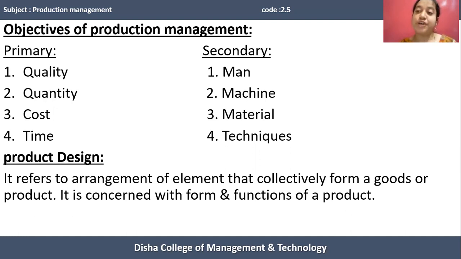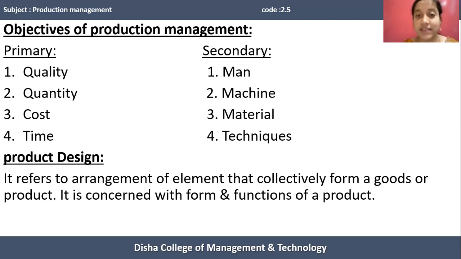Sometimes a particular product has higher demand, but after some time it doesn't have much demand. So before the time comes when the product has high demand, the organization or the manufacturer produces a large quantity of goods before the demand arises. These are the important primary objectives of production management.